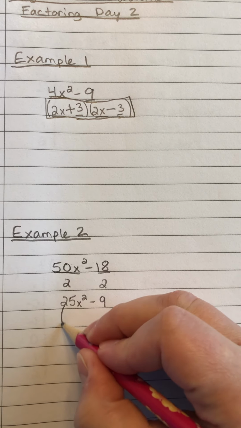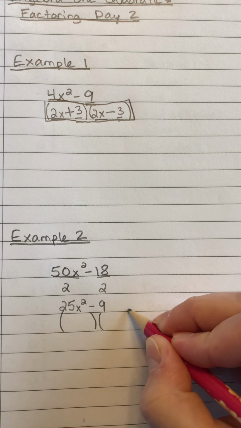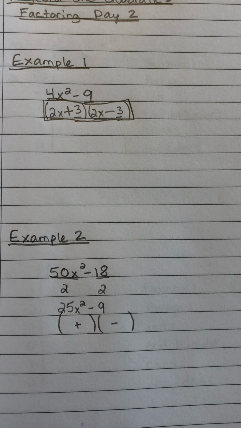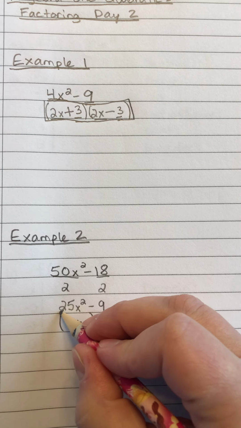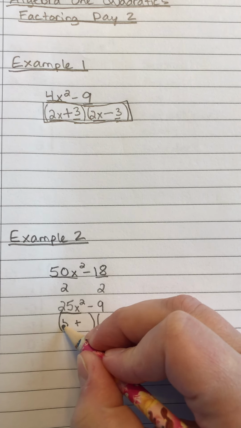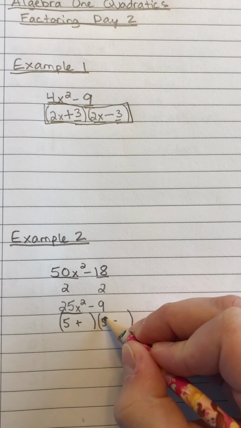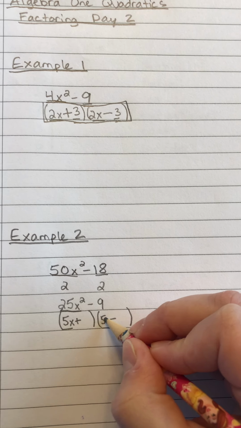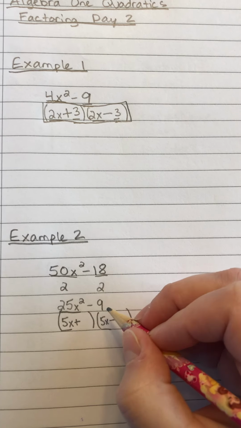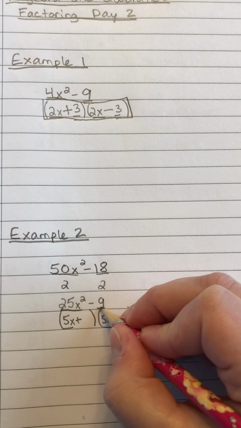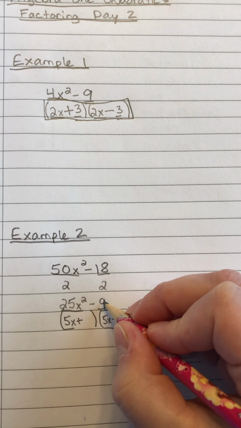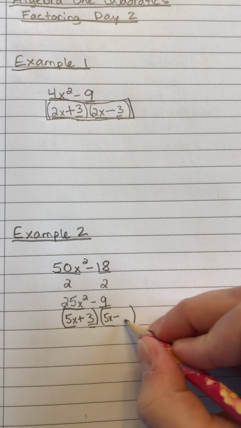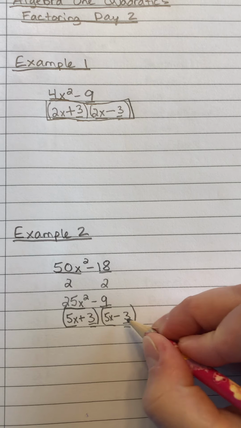So once we answer yes to both of those questions, we go ahead and put down our 2 sets of parentheses. One set's a plus, the other set is going to be a minus. Then we're going to ask ourselves, what is the square root of 25x squared? The square root of 25 is 5. Again, it will be the first term I see in each set of parentheses, and the square root of x squared is just going to be x. Then I'm going to look at 9. What is the square root of 9? It's going to be 3. So since it's the second term up here, it's going to be the second term in each set of parentheses.